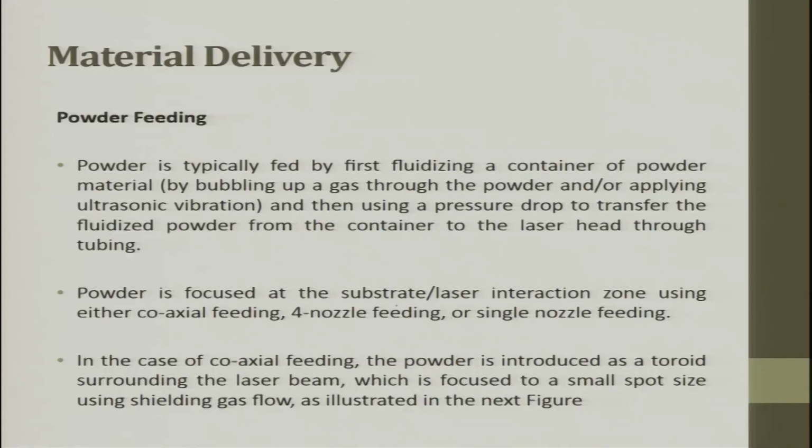The powder is focused at the substrate laser interaction zone using coaxial feeding, 4 nozzle feeding or a single nozzle feeding. Coaxial means it has multiple axes. Around the axis there are multiple feeding points. In the case of coaxial feeding, the powder is introduced as a toroid surrounding the laser beam, which is focused to a small laser spot using shielding gas flow, as illustrated in the next figure.